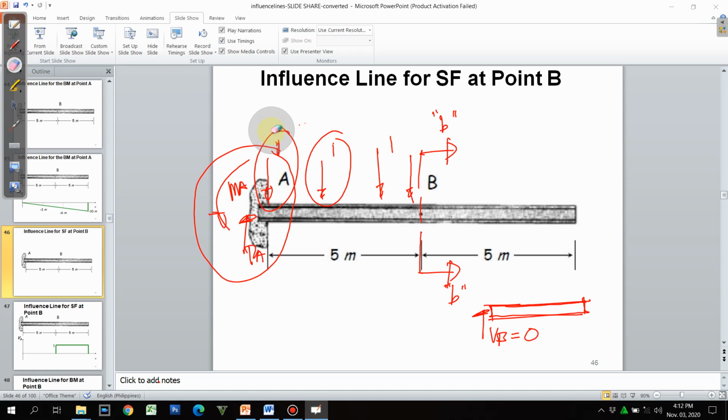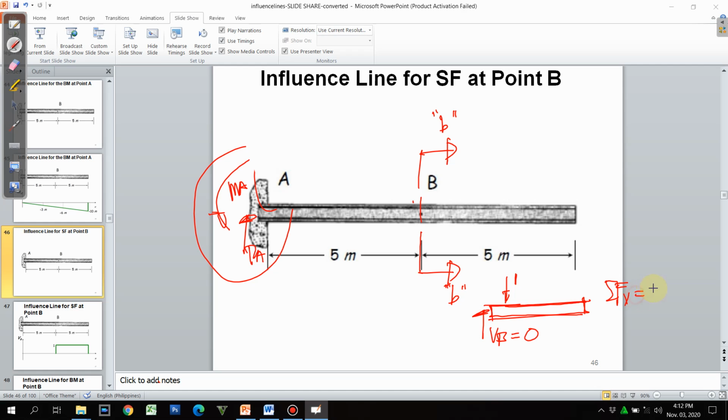if your unit load is within A to B. However, once it will be present on your segment, there will be 1. 1 will now be counted in your summation of forces vertical is equal to 0.